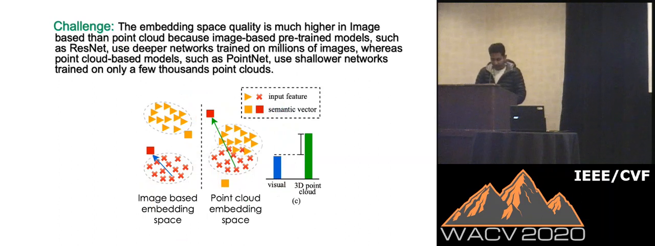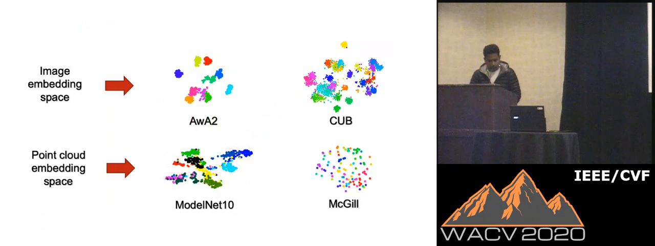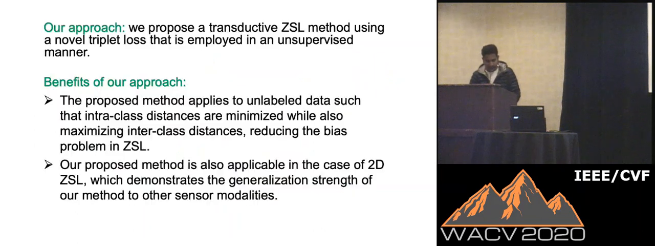So the main challenge we faced was the embedding space quality is much higher in image-based than point cloud, because image-based pre-trained models such as ResNet use deeper networks trained on millions of images, whereas point cloud-based models such as PointNet use shallower networks trained on only a few thousand point clouds. So you can see the difference between visual feature quality of image embedding space and the point cloud embedding space on four image data sets. So it is quite obvious that the quality of image embedding space is much higher than the point cloud one.